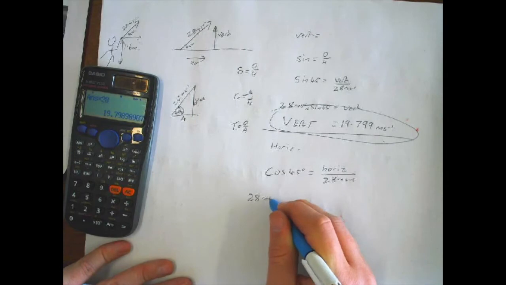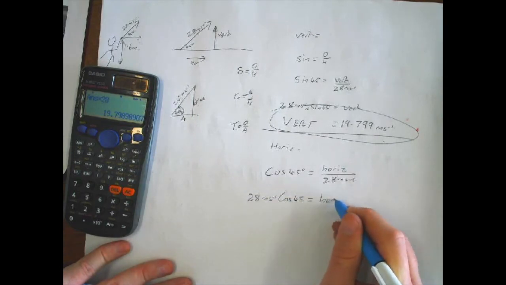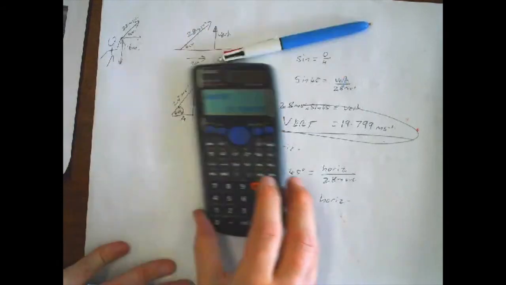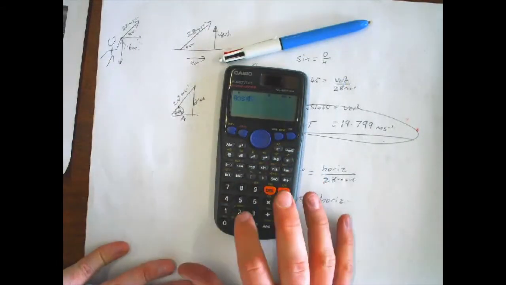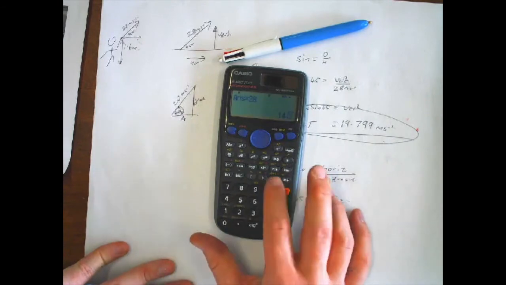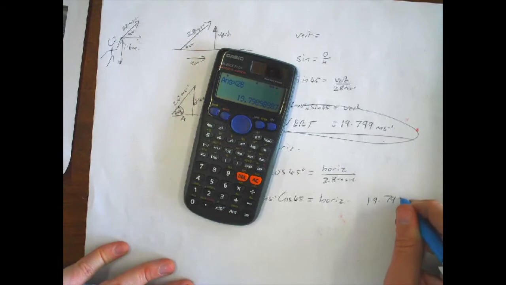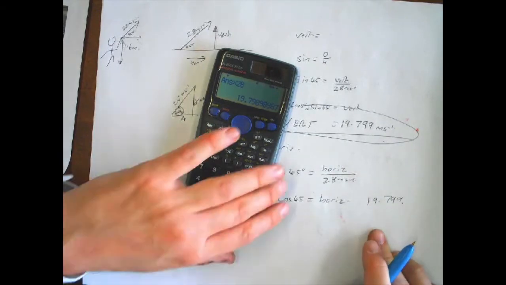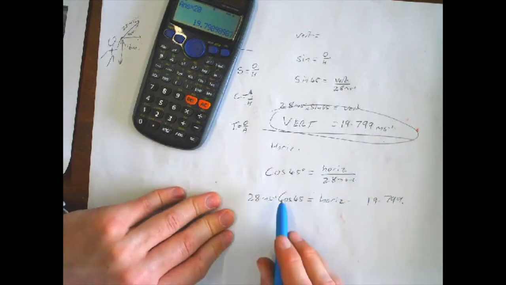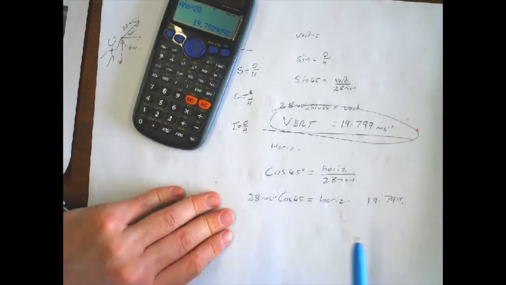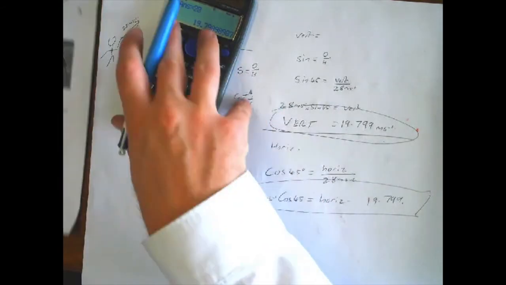So I bring that across. 28 meters per second times cosine 45 will give me the horizontal component. So again, calculator. Cosine 45 times 28. Again, 19.799. Now, you might think, why bother doing that when it's 45, it's kind of the same? It's because it won't always be the same. So be in the habit of being able to calculate the vertical and the horizontal. So now we know the two components that we're going to be dealing with.